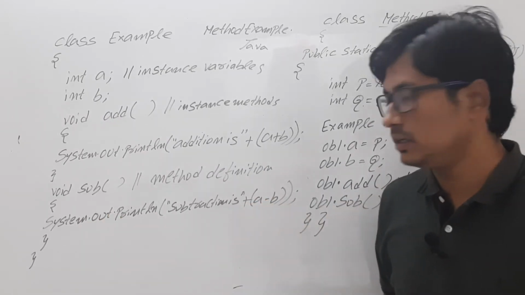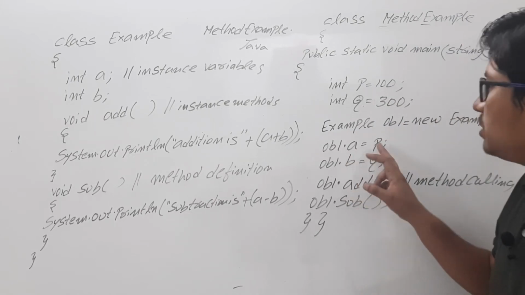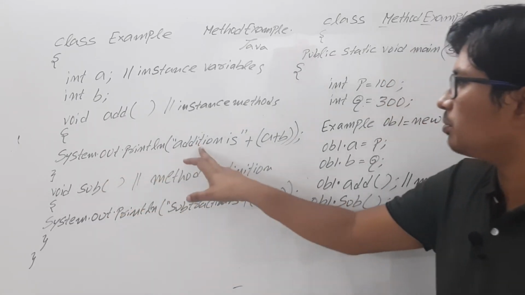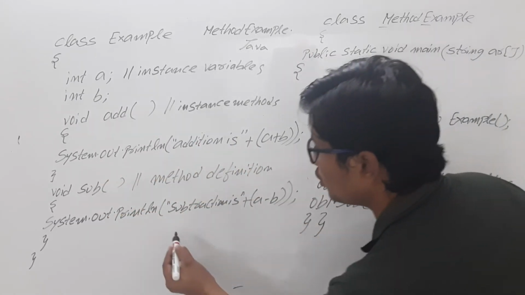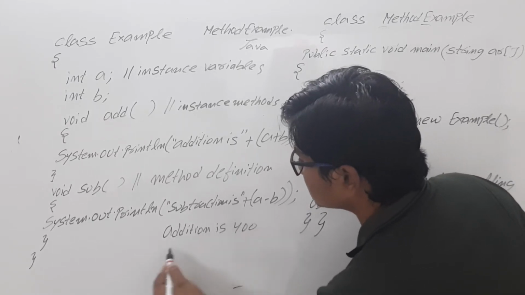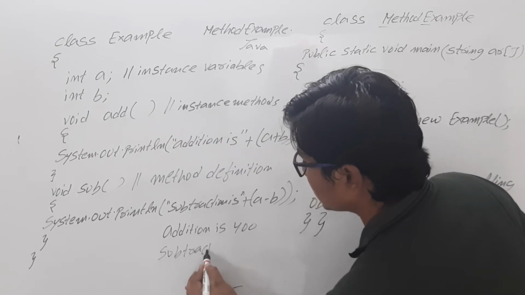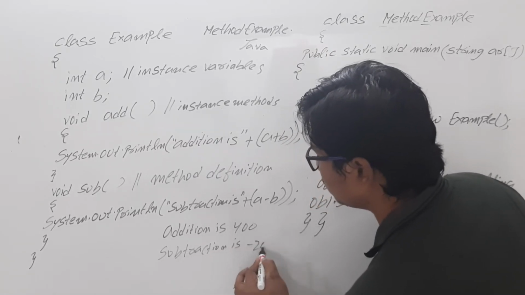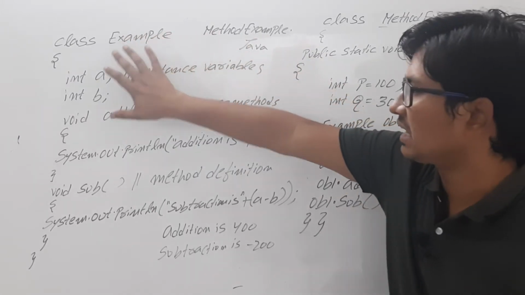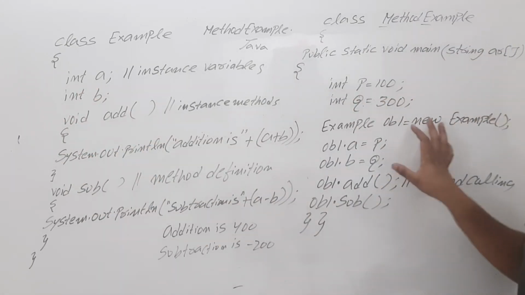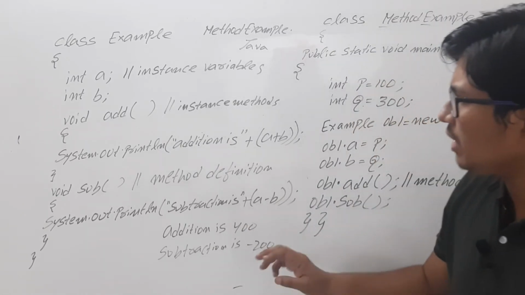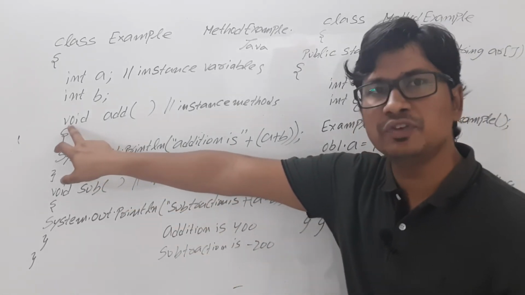Okay, so now look at here, a value is how much? 100. b value is how much? 300. So System.out.println, the addition will be 400. So this program will give the output as addition is 400 and subtraction is 100 minus 300, so it will give minus 200. Okay, so this is the way you can have a class. Inside the class you can have the methods, you can create an object and you can call them. Now I want to change a little bit. What I want to do is that here I have specified the return type as void.